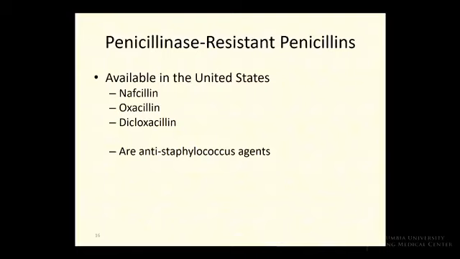So the penicillinase-resistant penicillins, okay, the ones that are available in the United States, nafcillin, oxacillin, dicloxacillin, are useful to treat all the organisms that penicillin can treat, but they are resistant to the enzyme penicillinase. Okay, so they are a step up from penicillin G and V. Okay, and they are widely used to treat staph infections.